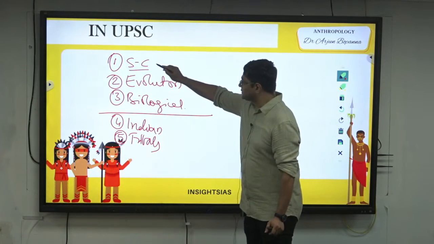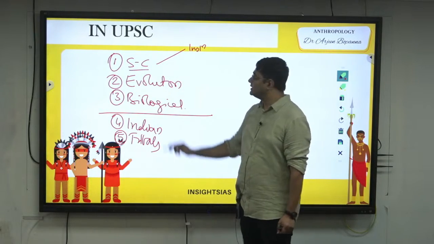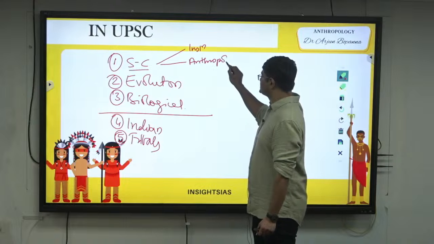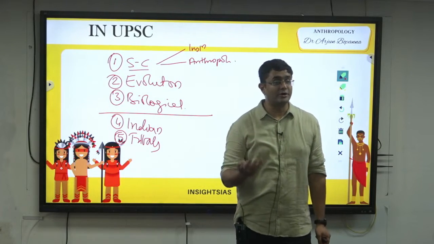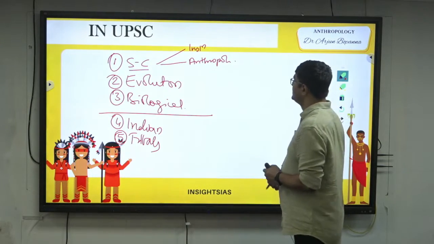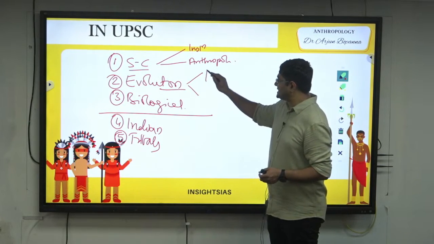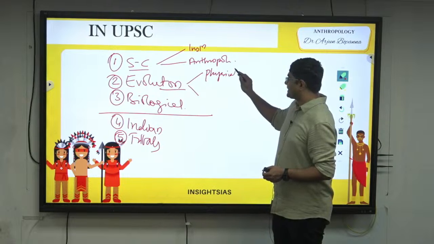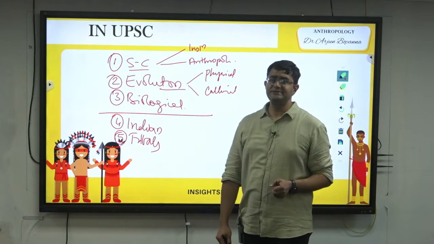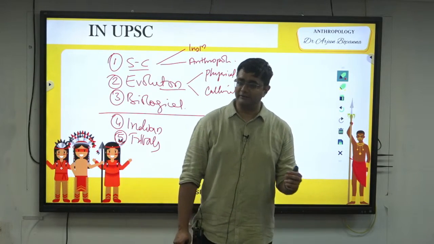We study about socio-cultural anthropology, where we study different institutions like marriage, religion, and all of that. We study the contribution of various anthropologists: what they have contributed, how they have tried to understand culture and society. Then we talk about evolution. In evolution, we study both physical evolution as well as cultural evolution.